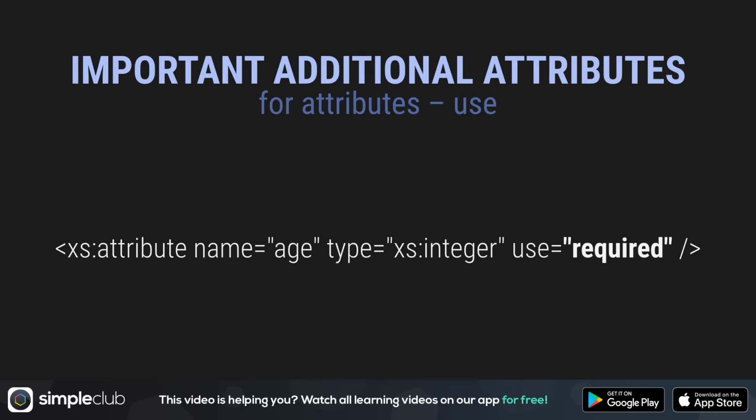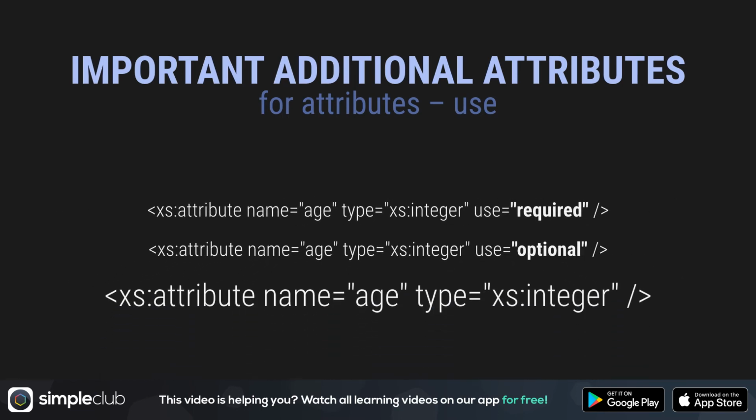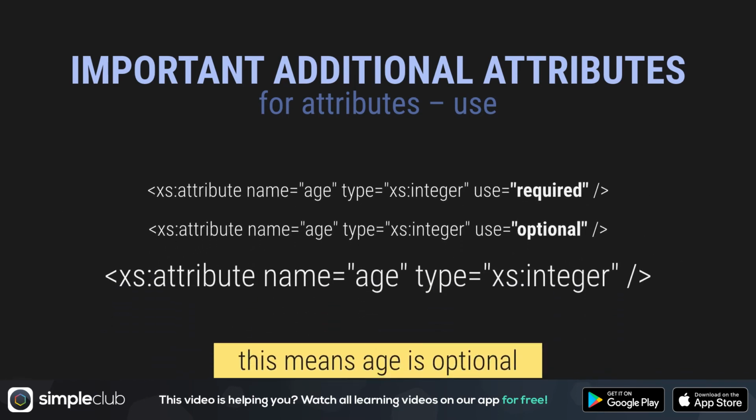Now if use is given the value optional, we don't have to use this particular attribute and can choose to leave it empty. Optional is actually the default value for use, by the way. Which means that if we don't use, then we don't need to use the attribute it defines either. And there we go. Those are the most important attributes that can be added to attributes.